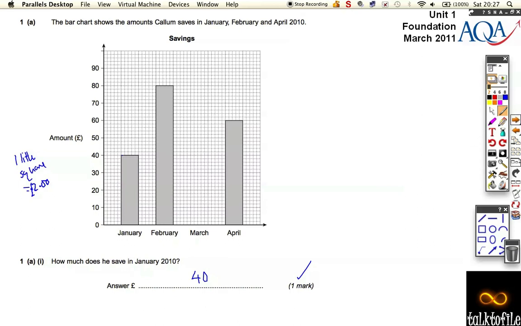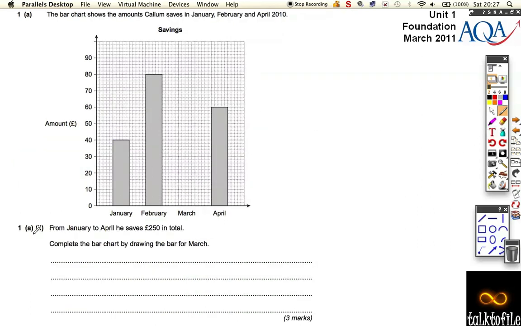Okay, let's go on. So I've got the same bar chart, I've just put the next question in. It says, from January to April, he saves £250 in total. Complete the bar chart. Well, we know this was 40. We can see this is 80. And we can see this is 60. So if we add up 40 plus 60 plus 80, we get a total of £180 savings. So if you got that, you can give yourself a mark.